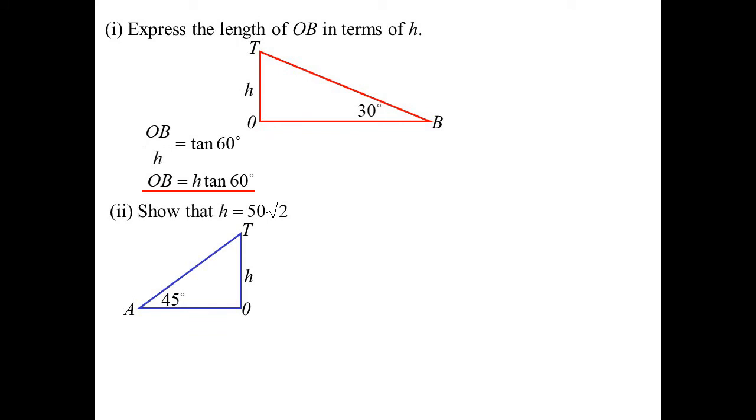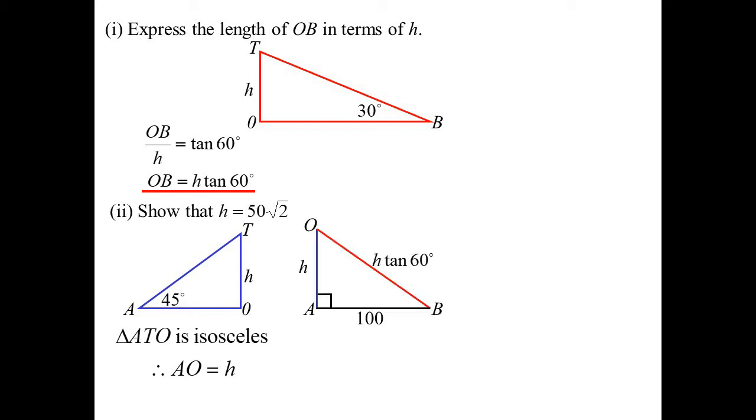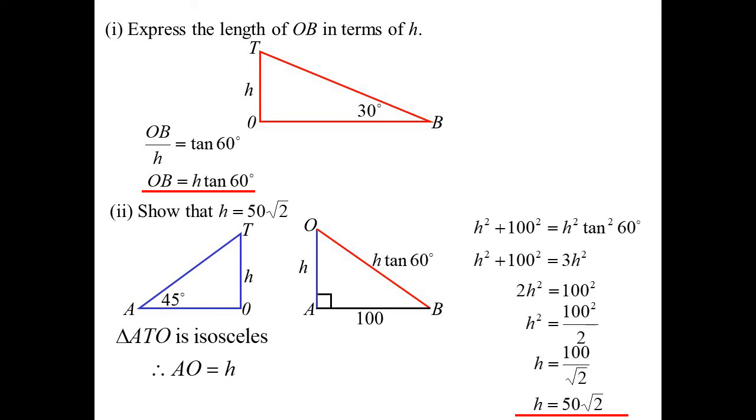Is that one? ATO. And it is, of course, our 45-degree right-angled triangle, which I know is isosceles. So therefore, AO must be equal to the height of the triangle. Now, in triangle AOB, that's where this becomes handy, because I now have a triangle where I know AB is 100, OA we've just established is H, and in the last question we established OB was H tan 60. Bit of Pythagoras should get us our result. Play around with that. Eventually, there it is. H is 50 root 2.